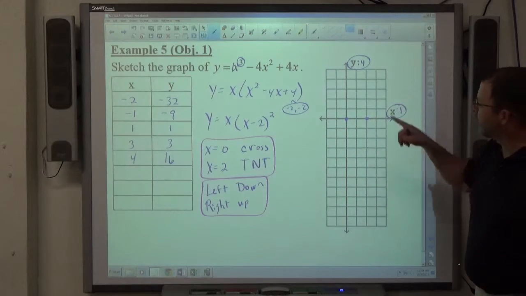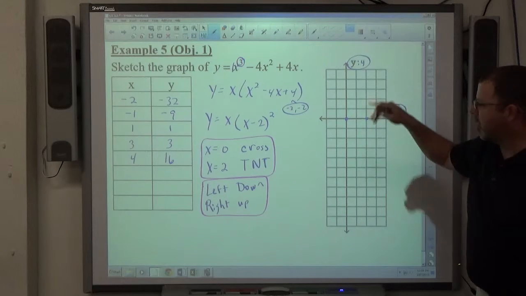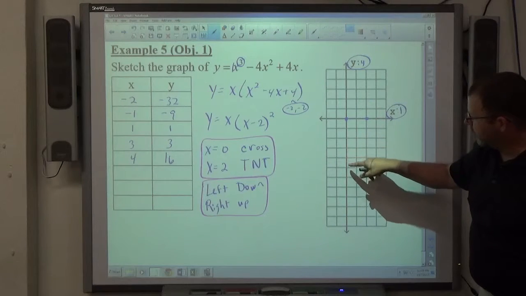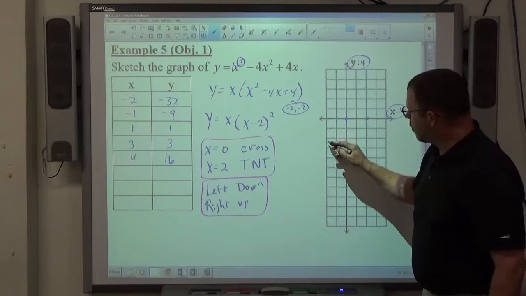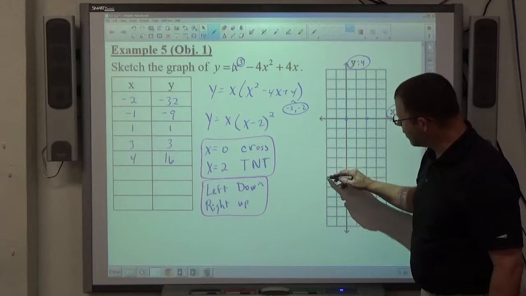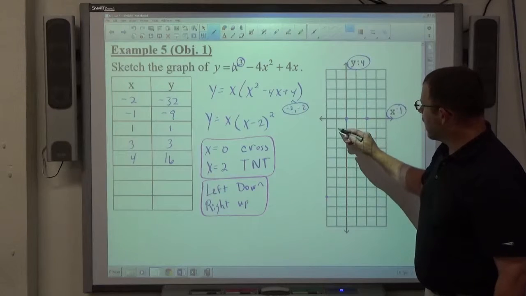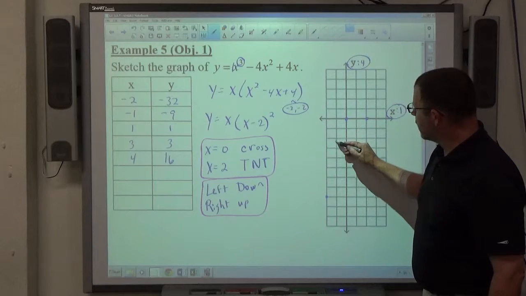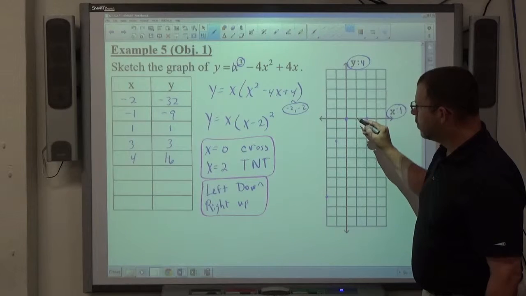A 1 scale means what normally is. Each dash represents 1. Now we got 4, 8, 12, 16, and 20 going up, and -4, -8, -12, -16, -20, and so on going down. So -2, 2, 4, 6, 8, 10, or sorry, 4, 8, 12, 16, 20, 24, 28, 32 would be here. -1, -9, 4, 8, 9 would be about here. 1, 1 would be 1, 1.